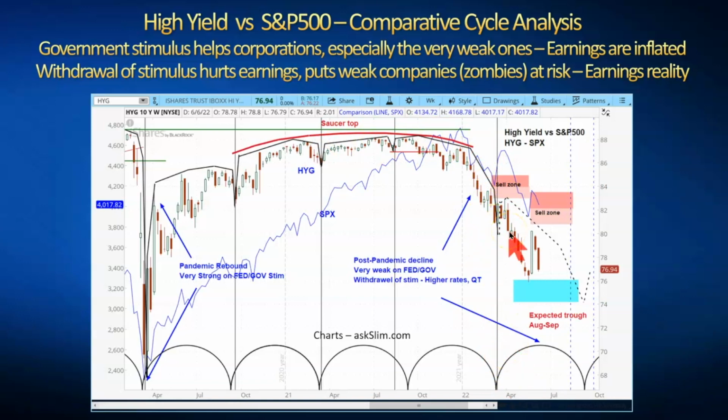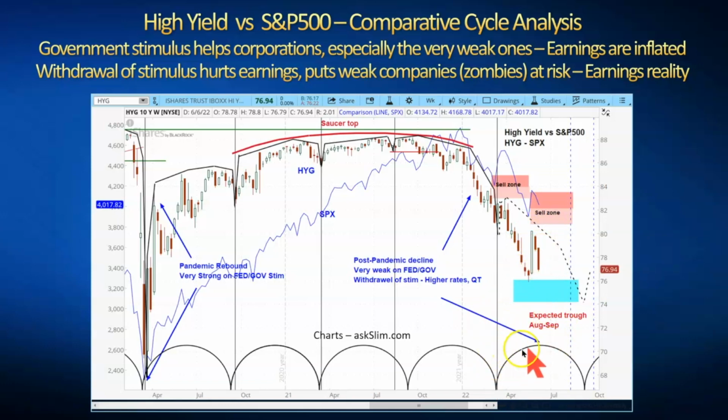That was really ugly. And this is that post-pandemic decline, very weak on Fed and government withdrawal of stimulus and higher rates and QT. This is the whole time period where those zombie companies have to pay more money to borrow, and their earnings are going to come down because the Fed isn't pumping the consumer anymore and pouring money into the coffers, into their bank accounts, and they're all pulling back, and the savings rate has absolutely plunged and now moving down. You could see actually a few weeks ago there was a good attempt at a rally there, but now giving that all up.